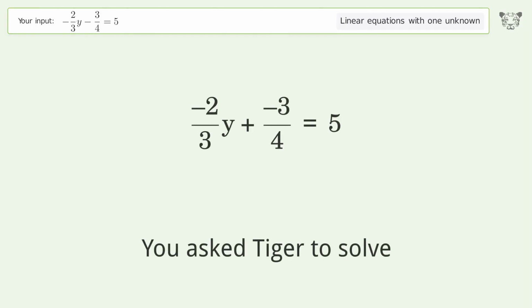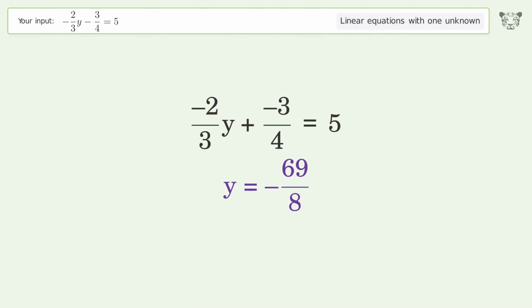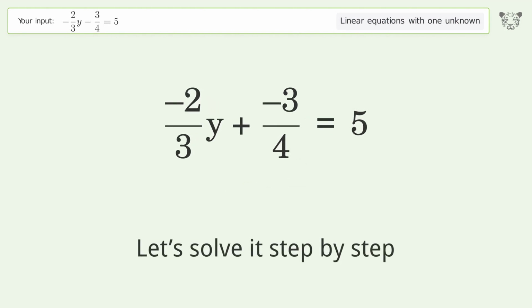You ask Tiger to solve. This deals with linear equations with one unknown. The final result is y equals -69/8. Let's solve it step by step.